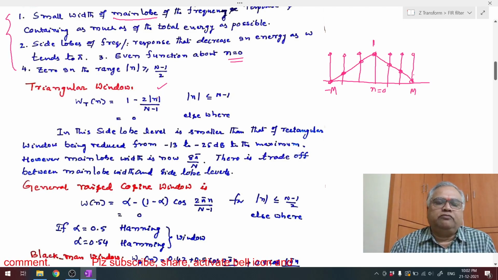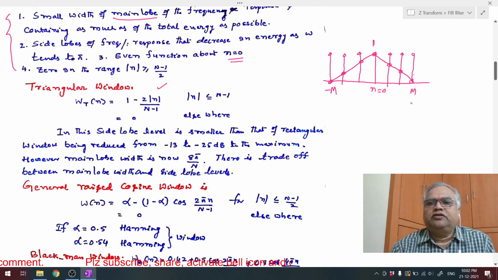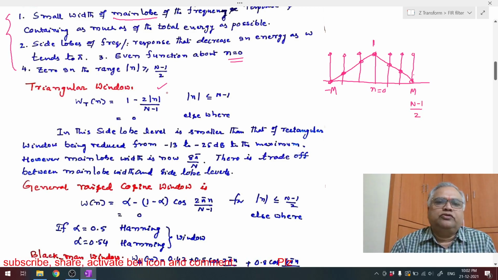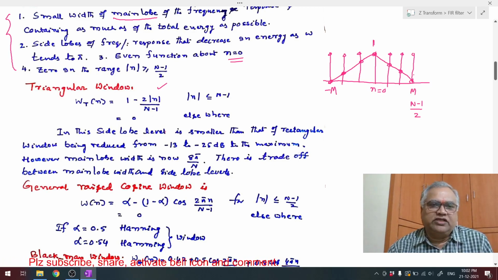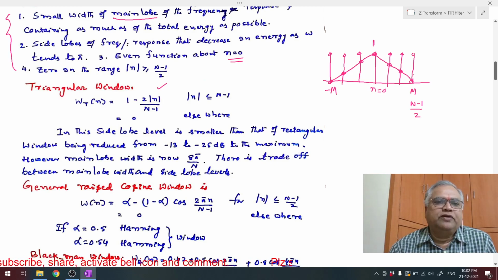For example, n equal to 0. What is this value? Only 1. At n equal to 0, it is 1. At n equal to m, it should be 0. n equal to m is nothing but n minus 1 by 2. If you replace this with n minus 1 by 2, n minus 1 cancels, 2 cancels, 1 minus 1 becomes 0. So like that, it is described by this equation.